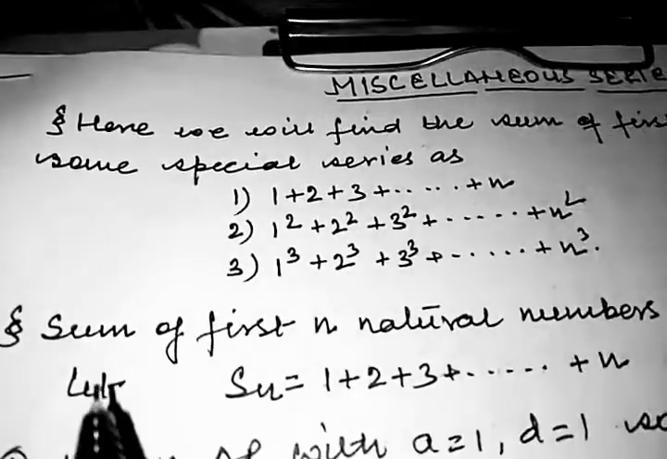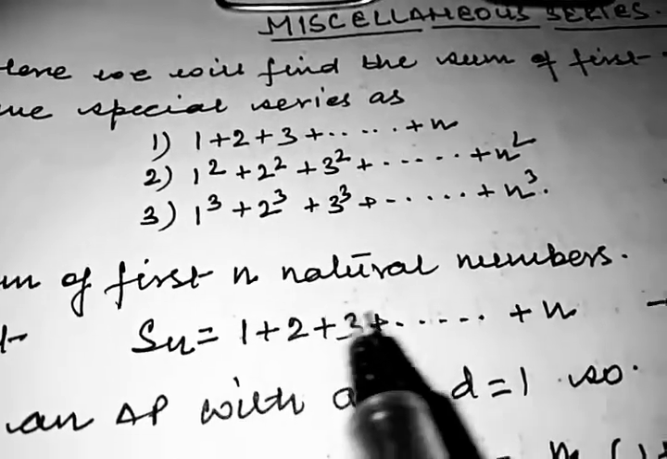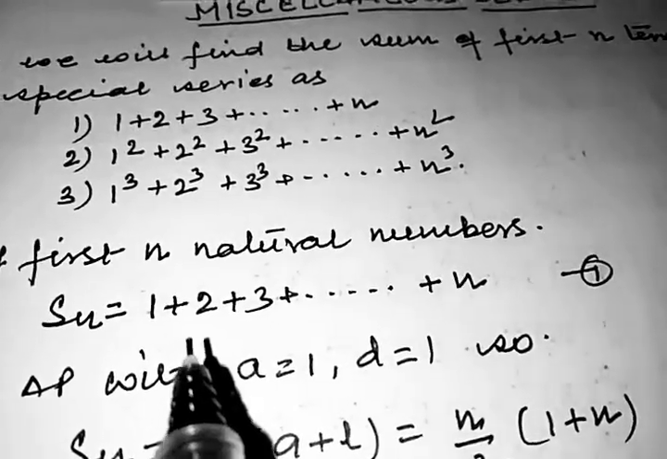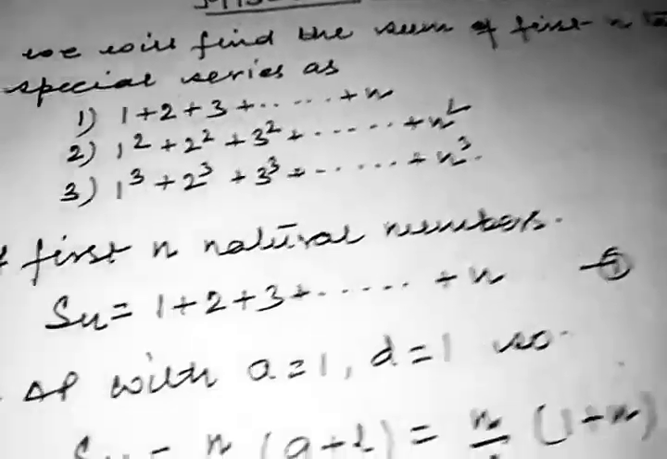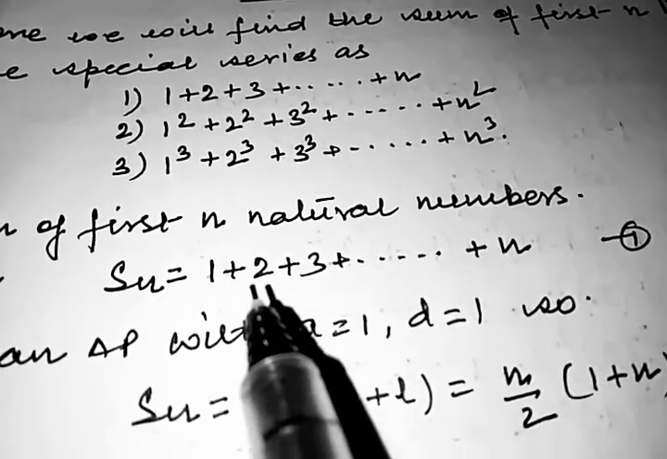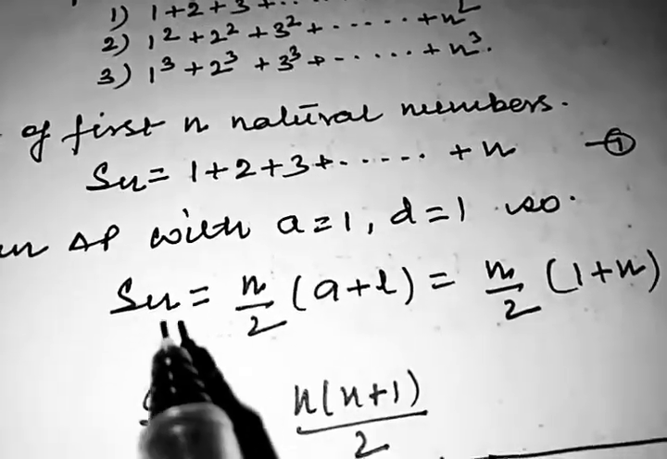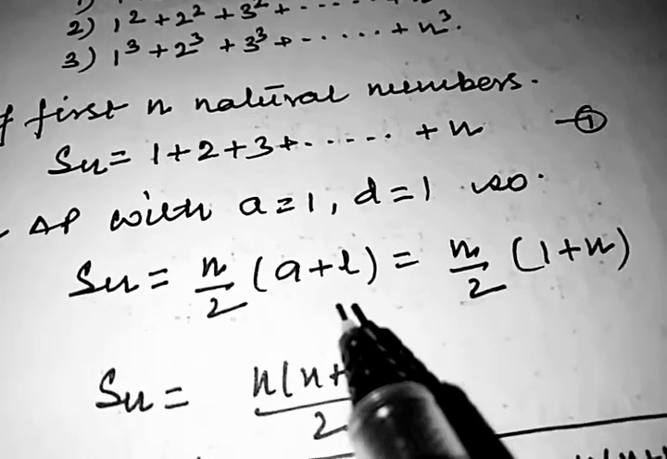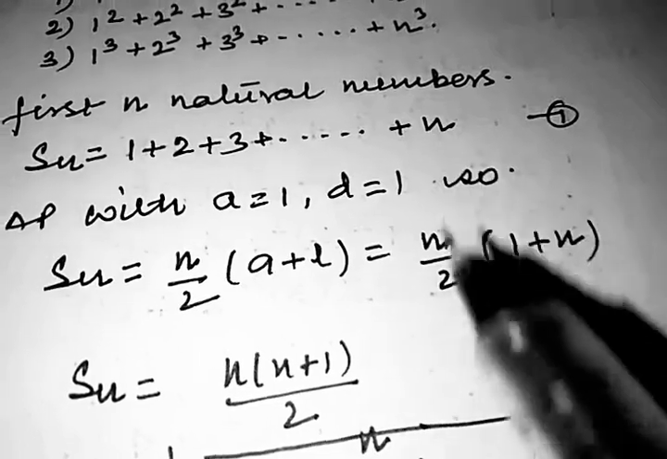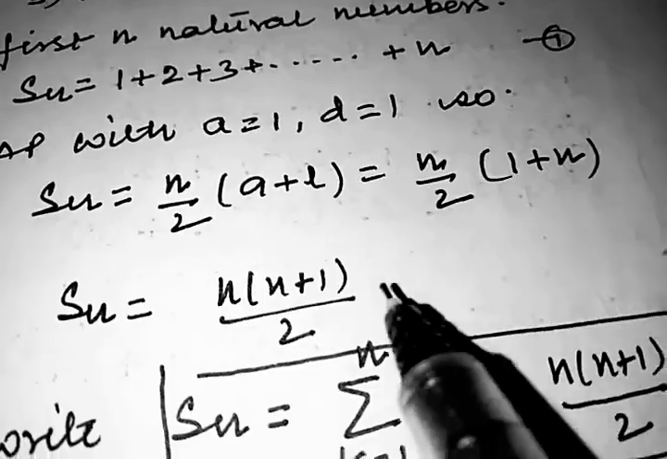So first is the sum of the first n natural numbers. We have to find the sum. Let Sn is equal to 1 plus 2 plus 3 up till n. Now if you see, this is clearly an AP with a equal to 1 and d equal to 1. So here the sum will be n upon 2 times (a plus l). Here a is 1 and the last term is n. So this is n upon 2 times (1 plus n), so Sn is equal to n(n plus 1) by 2.